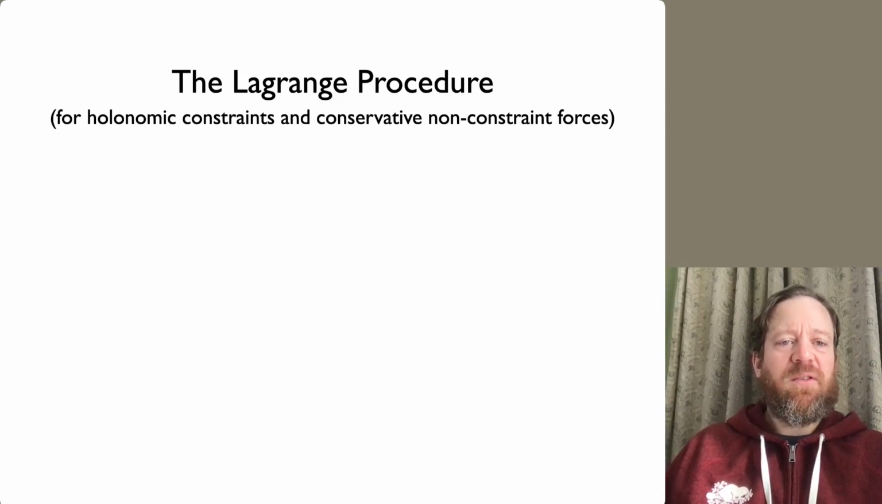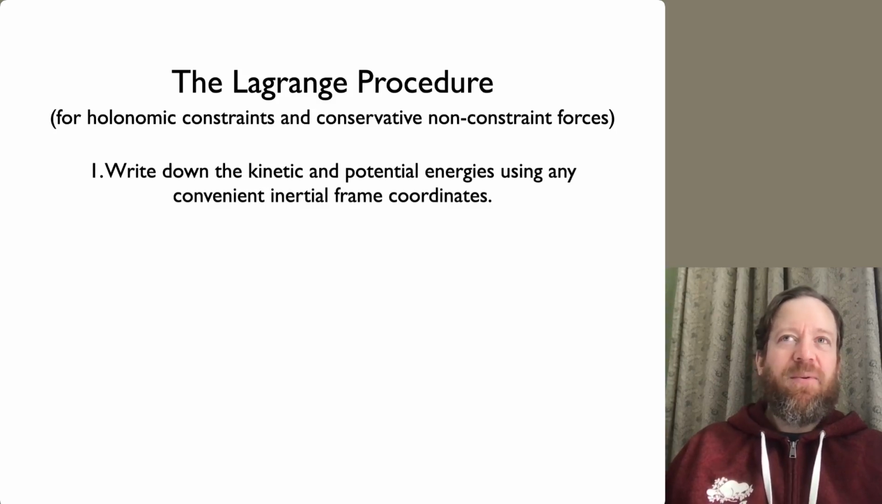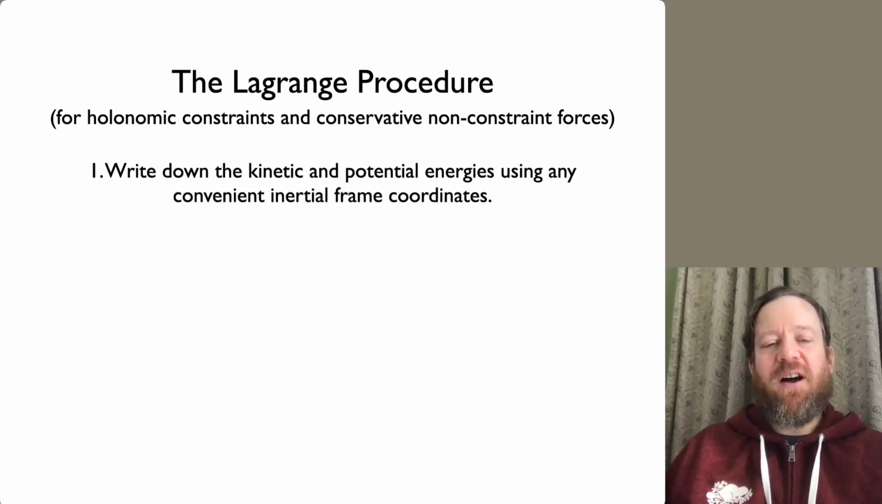We're also going to consider only conservative non-constraint forces. In other words, we're not going to be able to deal with problems involving friction using this particular procedure. But no matter, there are lots of interesting problems that we can certainly attack using what we'll write down here. So the first step in the Lagrange procedure is to write down the kinetic and potential energies using any convenient inertial frame coordinates. So quite often we're going to want to maybe start off in Cartesian coordinates because it's fairly easy to write down the kinetic and potential energies in those coordinates.